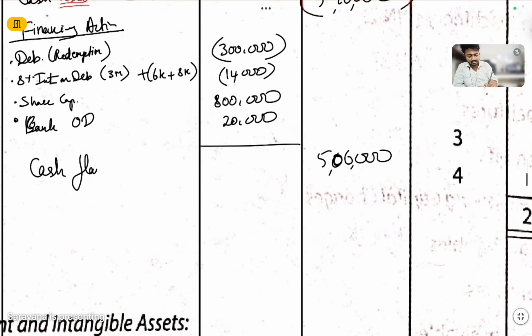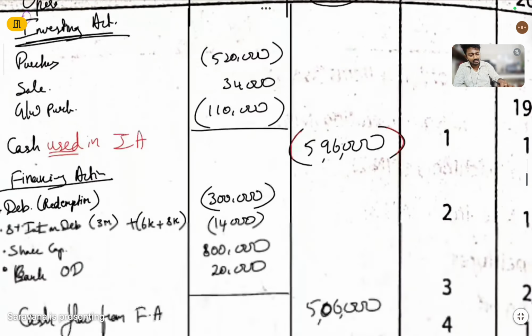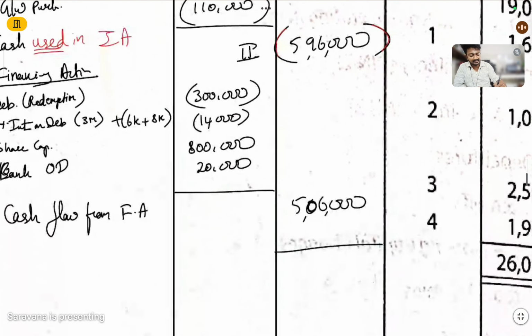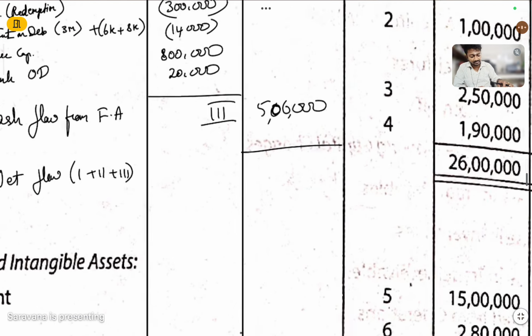Cash flow from financing activity. Operating they said nil. So this is 1, this is 2, and this is 3. So what is the net cash flow? 1 plus 2 plus 3. That comes to 90,000 in negative.